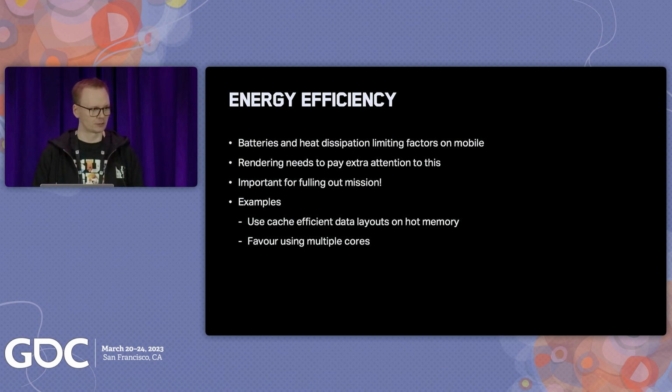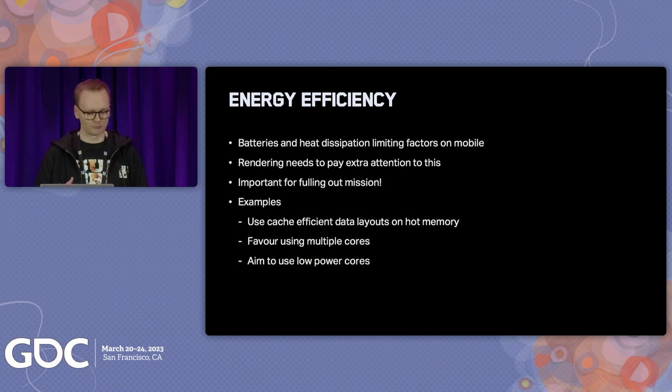Also, favor using multiple cores. If you're able to split your rendering algorithm into multiple threads, then you're able to put less pressure on individual cores, allowing them to run at a lower voltage, saving a lot of energy.